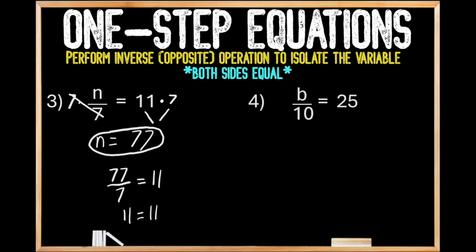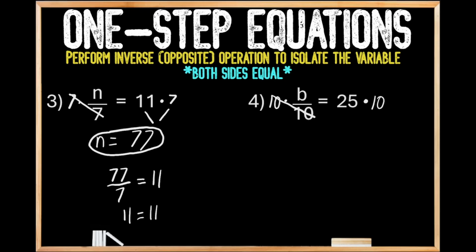Now moving on to question number 4, where this time we're being asked to solve for the value of b. And b here is being divided by 10, so we're going to perform the opposite operation and we're going to multiply the left-hand side of this equation by 10. And we need to keep things equal, so we're also going to be multiplying the right-hand side of our equation by 10 as well.